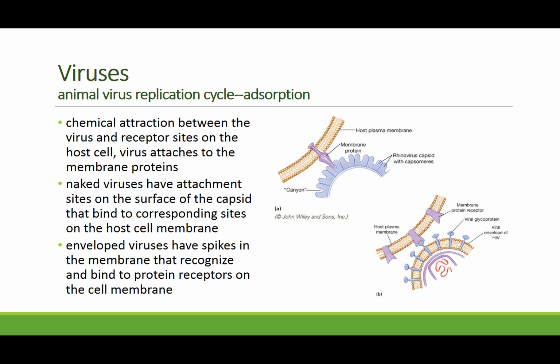If it's a naked virus, the naked virus has attachment sites on its surface that then bind to corresponding sites on the host membrane. So here we see these attachment sites, and here we see a membrane protein that locks onto that attachment site. If it's an enveloped virus, then there are spikes on the membrane that can recognize and bind to the protein receptor sites that we see on the host membrane. So one way or another, proteins on the virus find and bind to proteins on the cell membrane.